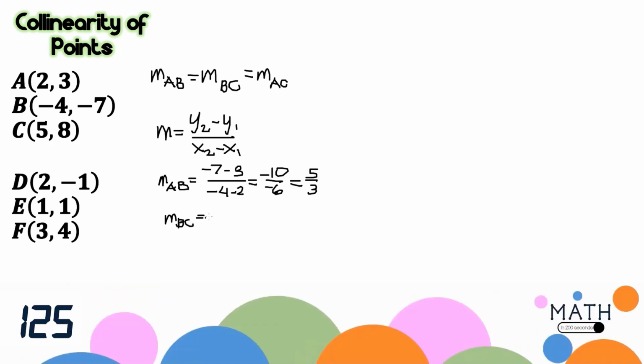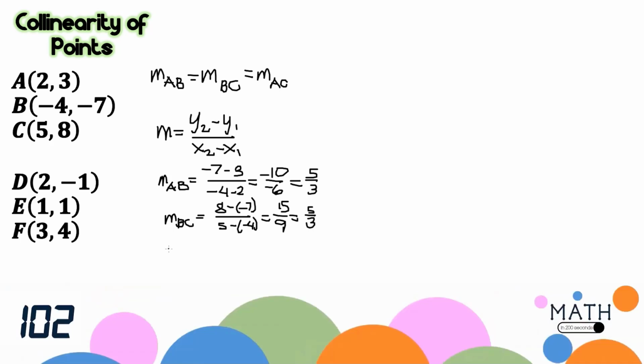Now let's have the slope of BC. We have here C as our second point. You have 8 minus negative 7 over 5 minus negative 4. You will have here, that's 8 plus 7, that's 15 over 9. In lowest terms, it is also 5/3.